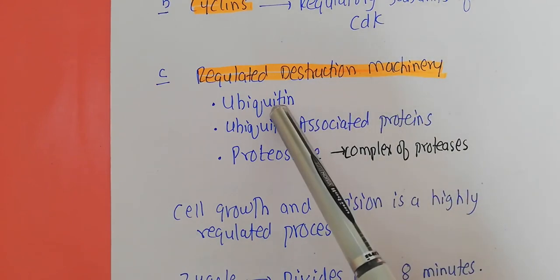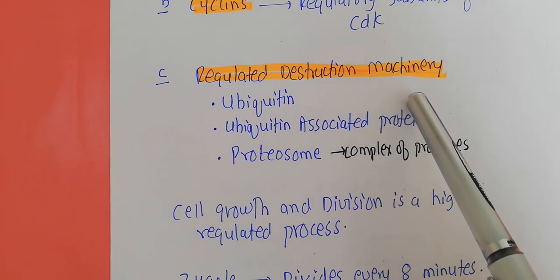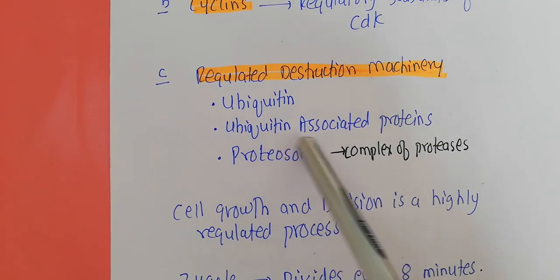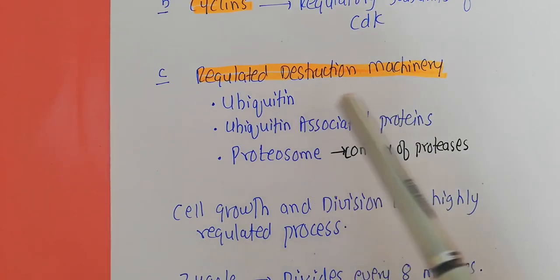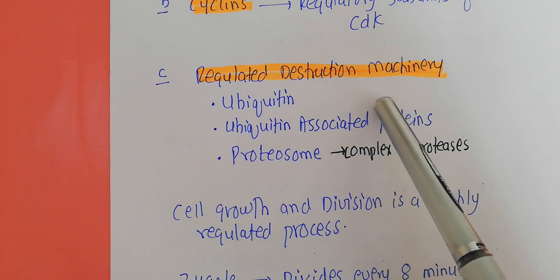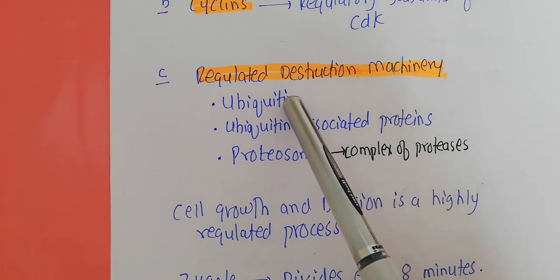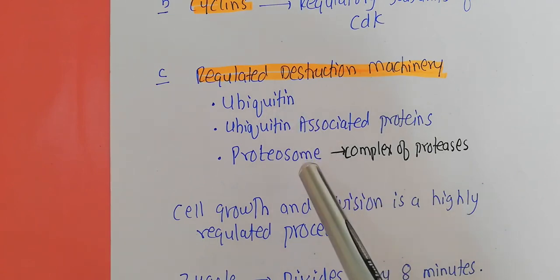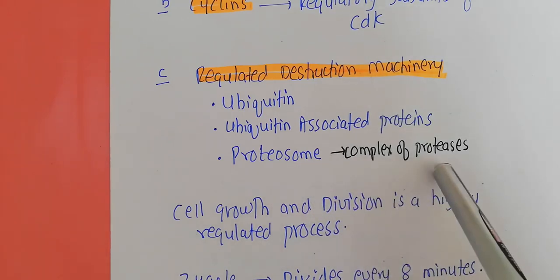That means that the attachment of ubiquitin to a protein is actually a death signal for that particular protein. So the ubiquitin associated proteins are going to attach ubiquitin to those proteins which need to be degraded in the cell. When ubiquitin is attached to particular proteins and they get a death sentence, those are going to move towards the proteasome, which is actually a complex of proteases.